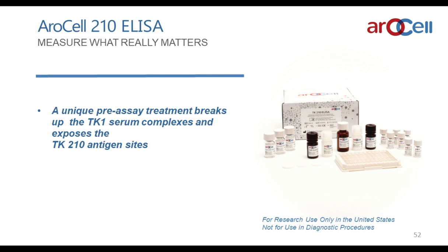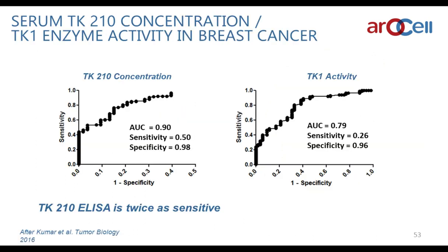And as I mentioned, the AroCell TK210 ELISA has a unique pre-assay treatment that breaks up the serum complexes and exposes the TK210 antigen. And here you can see the effect of this in subjects with breast cancer. For the TK210 concentration, the area under the curve is 0.9, but for the TK1 activity, it's 0.79, so you have a better diagnostic power.